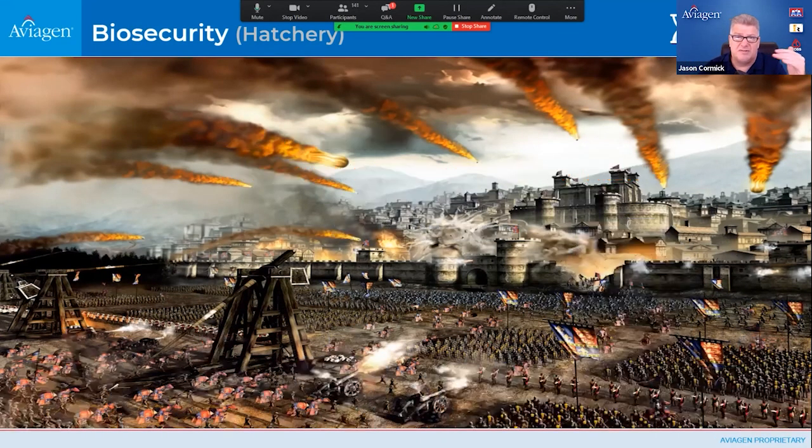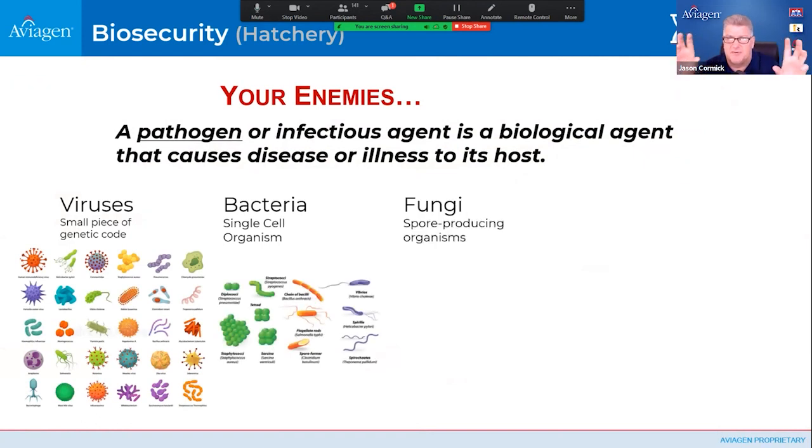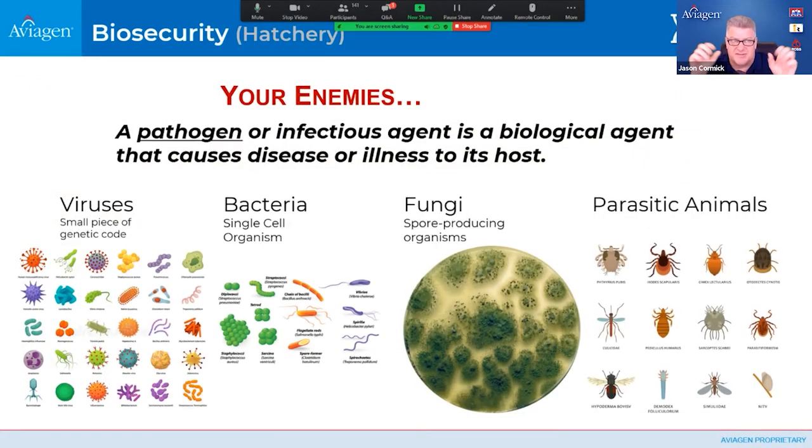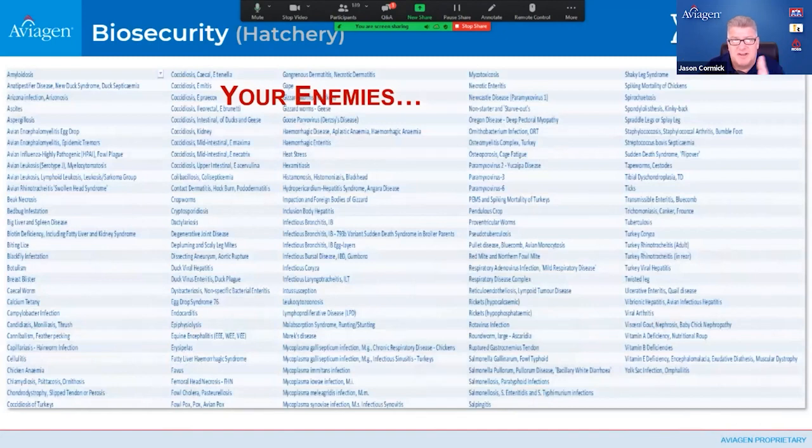If we break down the pathogens to 4 basic sectors, the ones we're going to talk about today are more viruses, bacteria, and fungi. Parasitic animals are more of a farm issue, so we're not going to be looking at those today. If we look at all the problems that we might have in poultry production, it's huge, and obviously we can't cover all those, which is why we went with the usual suspects, and we'll pick the key ones that we have problems with.